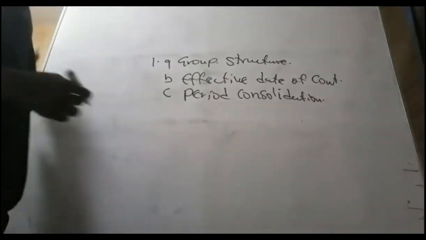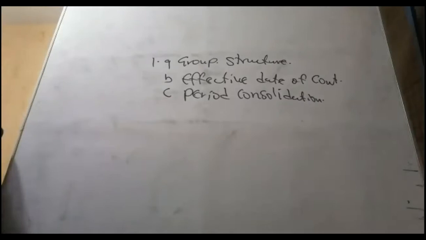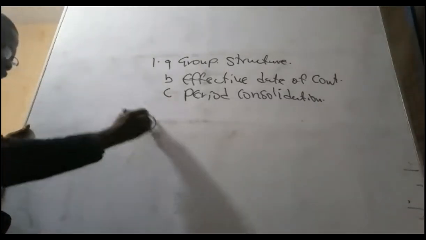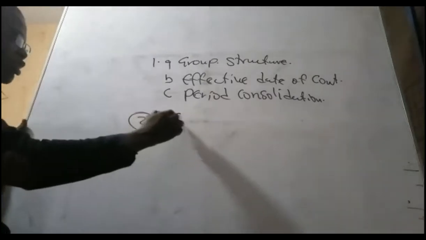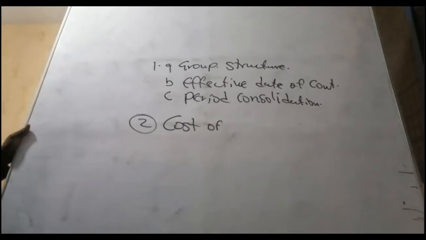And we looked at examples of this. Great. Today we are going to standard workings number 2. Working 2 is the cost of consideration or cost of control. So working 2 is what? Cost of consideration or cost of control.